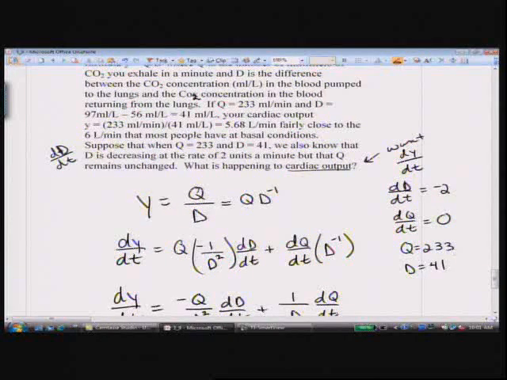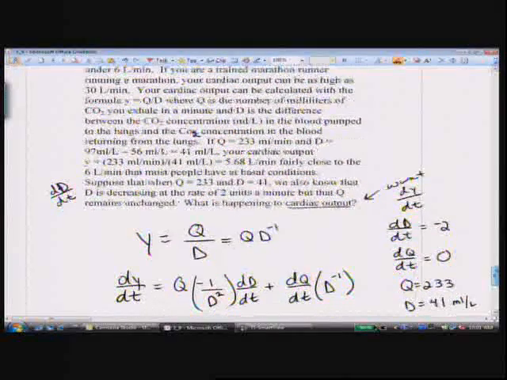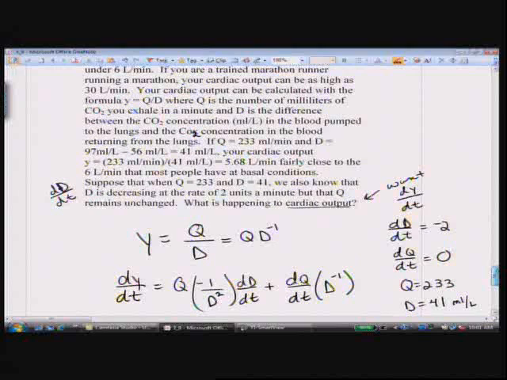So, yeah, D is, so you're saying this. And Q is also that, right? No, what's the unit on Q? Q is milliliters per minute, D is milliliters per liter. Okay, and then the change, dD/dt is going to be milliliters per liter per minute. That's what you're saying?